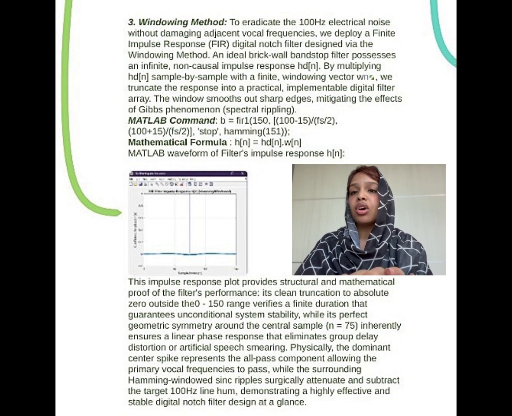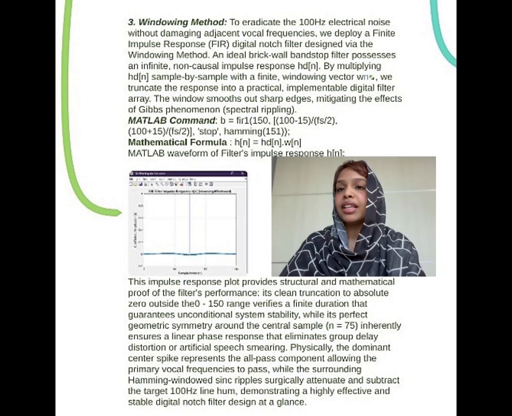An ideal non-causal band-stop impulse response, hd[n], is multiplied by a symmetric 151-point Hamming window, w[n], producing a deterministic linear phase impulse response vector b that prevents phase distortion. The relationship is mathematically represented by h[n] equals hd[n] times w[n]. By writing the exact windowing equation directly into our custom scripts, we bypass internal toolbox dependencies, ensuring our code generates perfectly stable, reproducible coefficients.